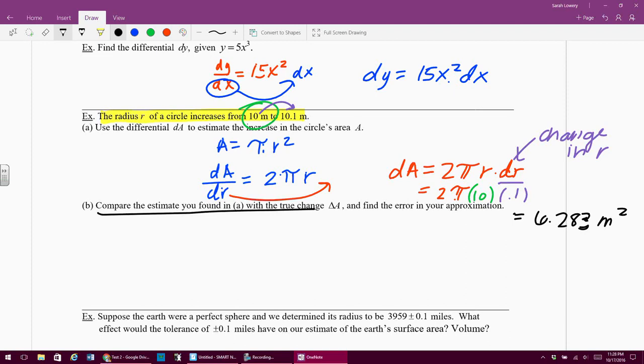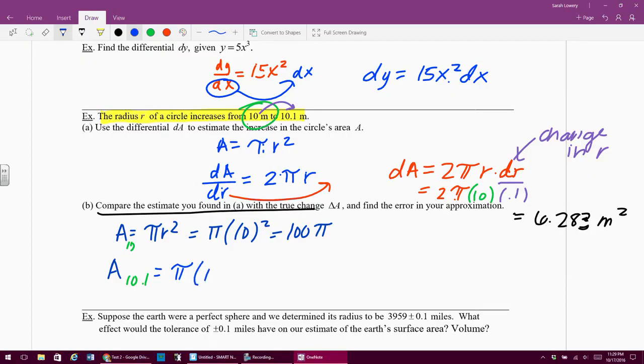Okay, I want to compare this estimate with what I found. This estimate in dA with a true change. So true change, we're going to do this the algebra 1 way. My original area, pi r squared, no derivative about it. If I plug in pi, a radius of 10, and I square it, I get 100 pi. If I plug in, and I'm going to use a subscript, A sub 10.1, my new radius, I should get 102.01 pi.